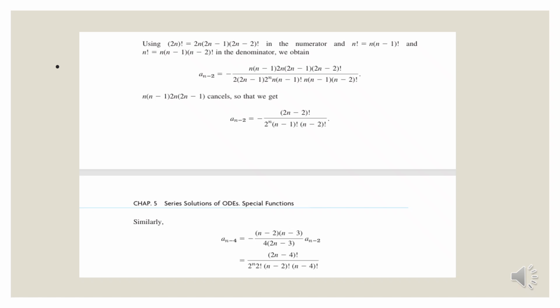Now we can go ahead and expand a_(n-2). We expand the (2n)! factorial and finally get an expression for a_(n-2). After getting the expression for a_(n-2), we can get the expression for a_(n-4) and other lower powers, like a_(n-6). Like in that slide, we've got a_(n-4), which is also given there.